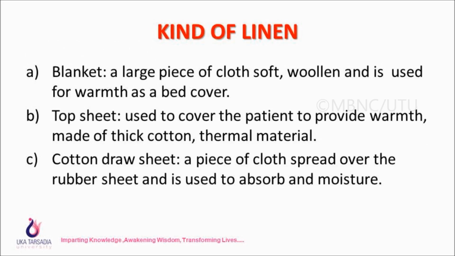Kinds of linen. First, blanket. A large piece of cotton or soft wool used for warmth as a bed cover. Second, top sheet. Used to cover the patient to provide warmth. Made of thick cotton thermal material. Third, cotton draw sheet. A piece of cotton spread over the rubber sheet and used to absorb moisture.